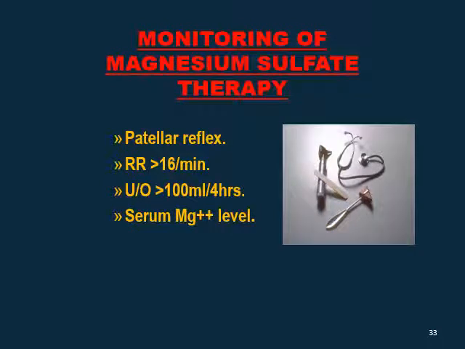Monitoring of magnesium sulfate therapy is done by checking patellar reflex, respiratory rate, urine output, and serum magnesium level. Don't give the subsequent dose of magnesium sulfate except if the patellar reflex is positive, respiratory rate is exceeding 16 cycles per minute, and urine output is exceeding 100 milliliter per 4 hours. If not, serum magnesium level must be estimated.